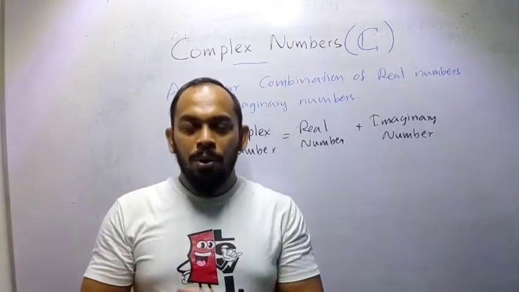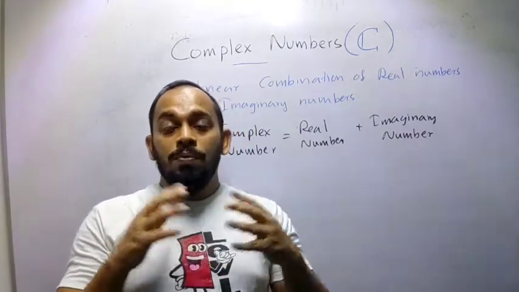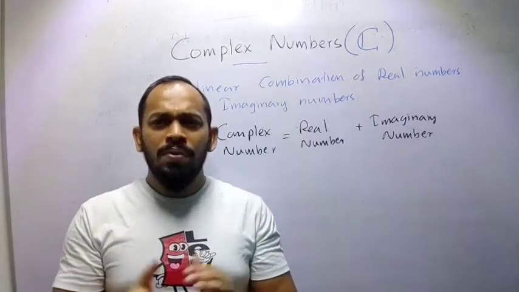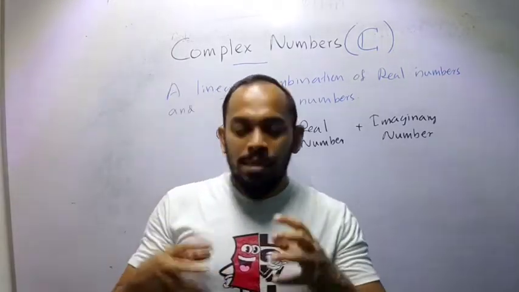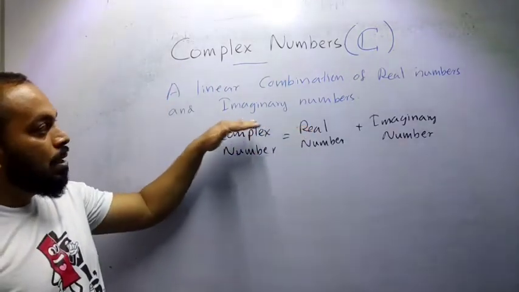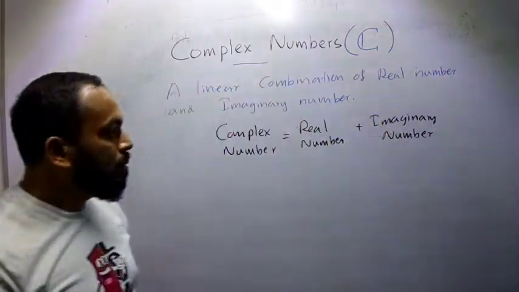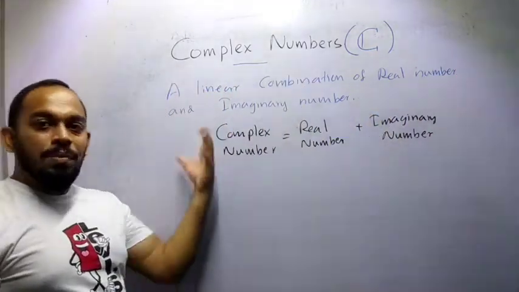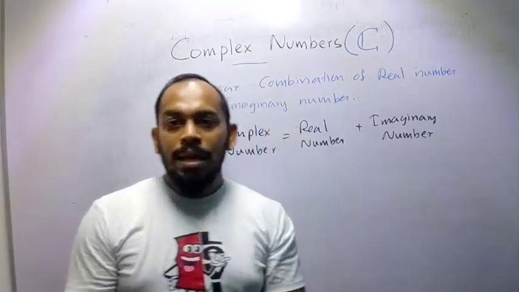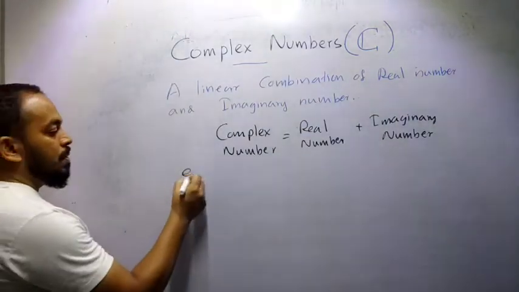So now we are at a point where we can define complex numbers. So what is the definition of a complex number? A complex number is a linear combination of a real number and an imaginary number, right? Real numbers and imaginary numbers. So this is the basic representation: complex number is equal to real number plus an imaginary number. So we'll look into some examples.